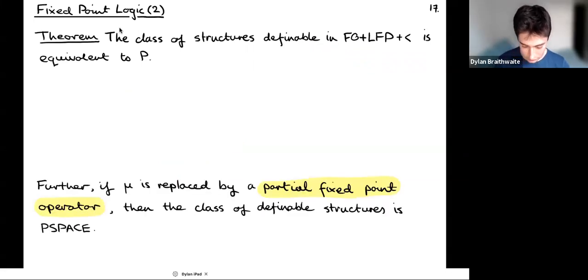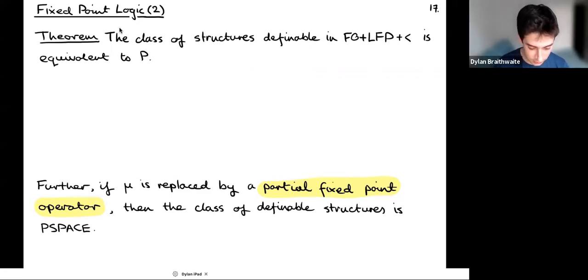And just as a fun extra point, if instead we use a partial fixed point operator, where rather than having it baked into the syntax when you can form a fixed point, it just gives you the empty set if no fixed point exists, then we get PSPACE, which is the class of things decidable on a Turing machine that use a polynomial amount of space on the tape.